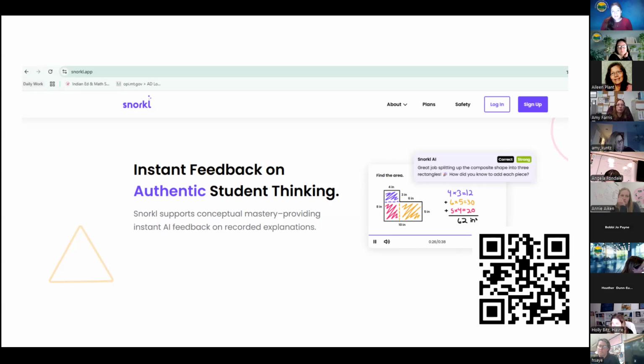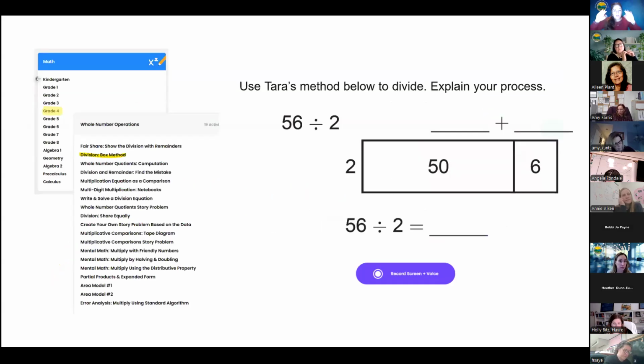But this is a really cool app. There's a lot of stuff available for free on it. They do have a service plan that you can purchase as a district, but like I said, there's a lot available for free. It's called Snorkel, and it's an AI tool, but it's like a private coach for your class. I'm going to show you some things. So they have all these different grade levels, and it's not just for math, it's for all the content areas.